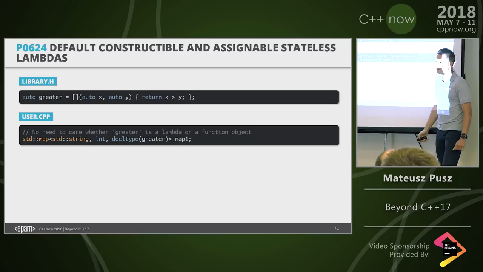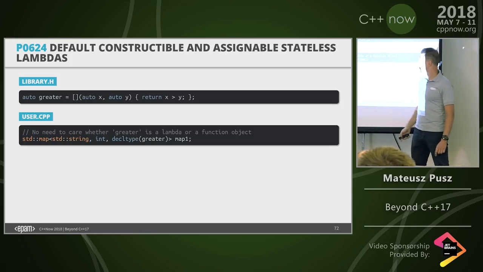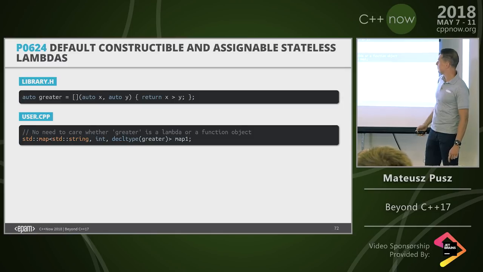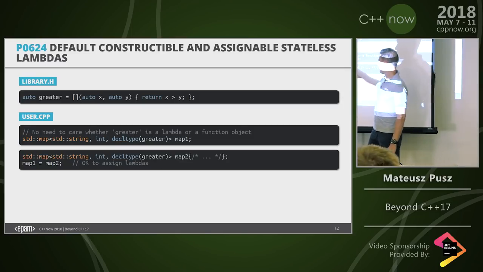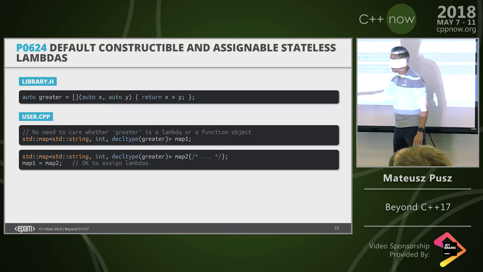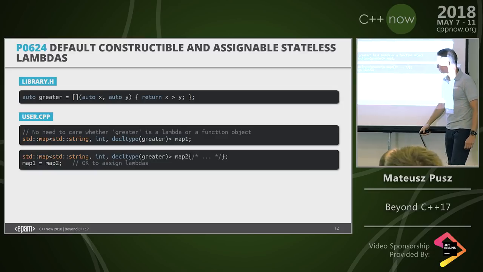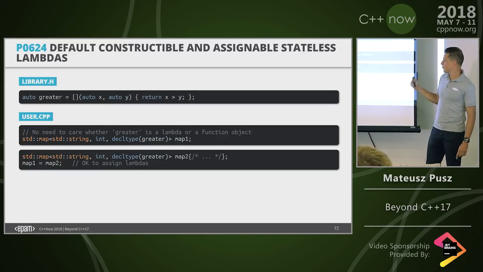The same. You always could do it for the functor, but you never could do it for the lambda until now. Also, you'll be able to create another map the same way and assign them. Right now, you had some errors that the lambda is not assignable. And now it will be possible to assign stateless lambdas to each other.